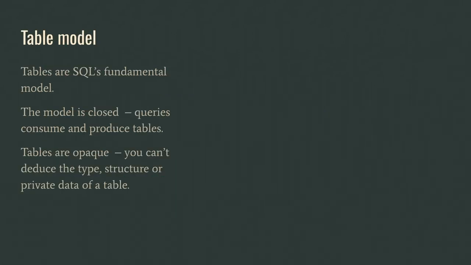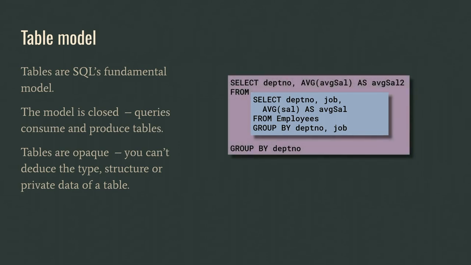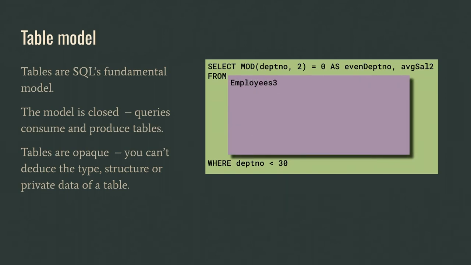So what's the data model of this going to be? In relational databases, tables are the fundamental model. And not just base tables: a query produces a table, a view produces a table. And it's closed in the mathematical sense, meaning a query produces something that looks like a table, and therefore you can make tables from tables from tables. So I can create a nested subquery here and use it as if it was a table, and then nest it again. I can just carry on going. And if I replace this subquery with a table, the results are the same.